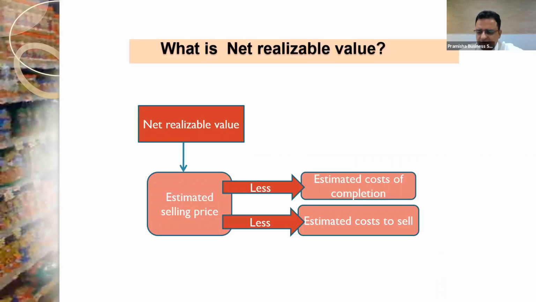What is NRV? NRV is the net realizable value. As I said, in the case of inventories, it has to account for the cost of completion as well as the cost to sell, because if the inventory is not complete, we cannot sell it without completing it.